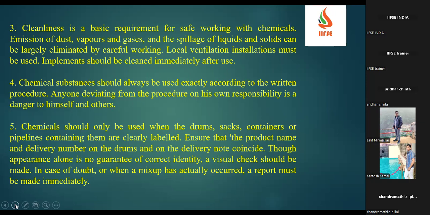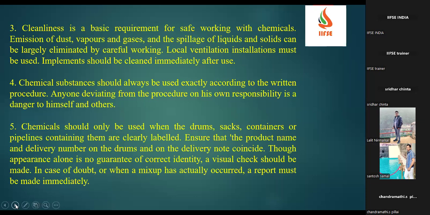And chemicals should only be used when the drums, sacks, containers, or any pipelines containing them are clearly labeled, ensuring that the product name or numbers and the delivery note coincide. Appearance alone is no guarantee of correct identity, and a visual check should be made. In case of doubt, or when a mix-up has actually occurred, a report must be made immediately. So it is telling about identification of chemicals.